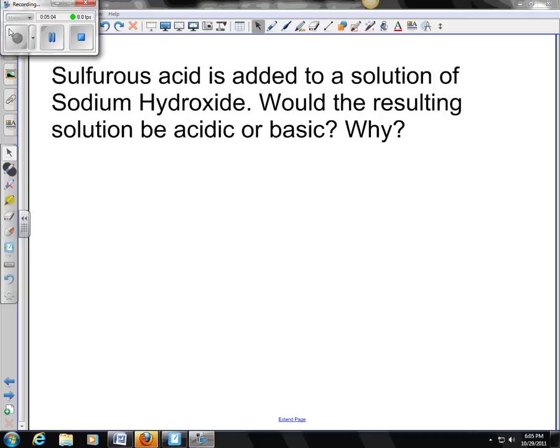Okay, so I'm back, and this is the second time. It says sulfurous acid is added to a solution of sodium hydroxide. Would the resulting solution be acidic or basic? Alright, hopefully that'll be a little bit better.